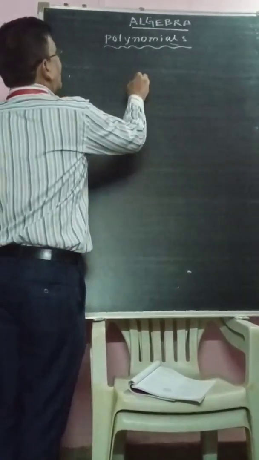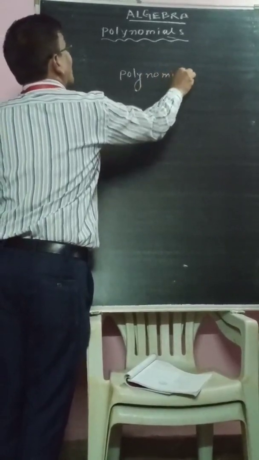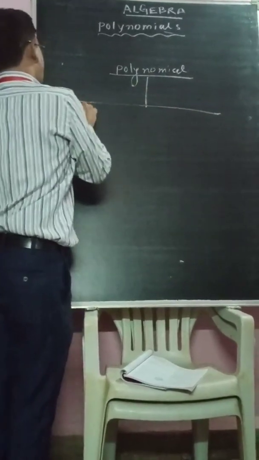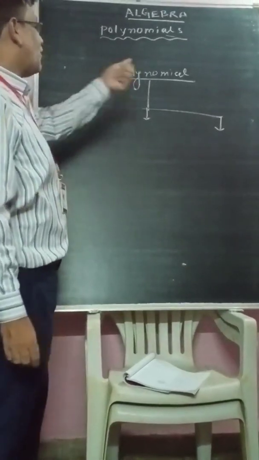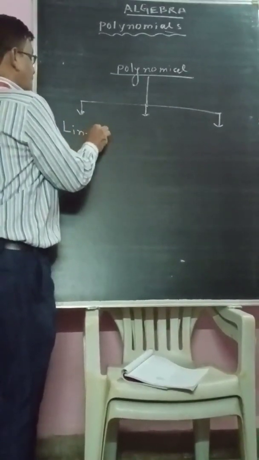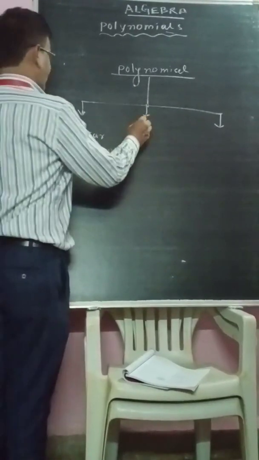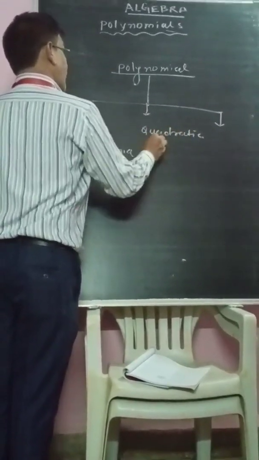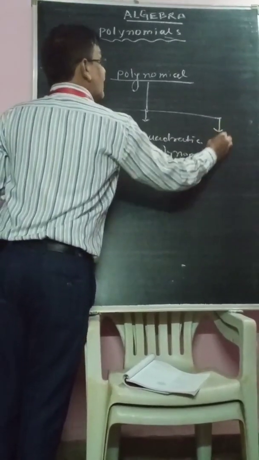See, the polynomials are differentiated according to the power. Or types of polynomial according to their power. First is called a linear polynomial. Second is called a quadratic polynomial. And third is called a cubic polynomial.